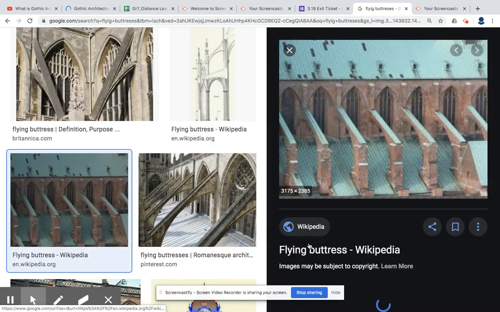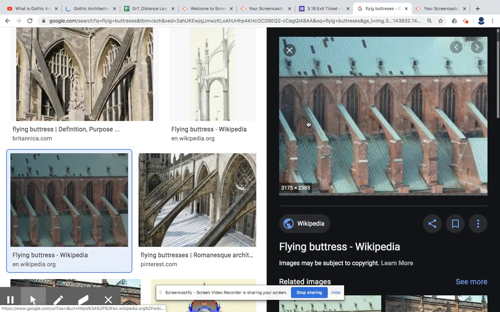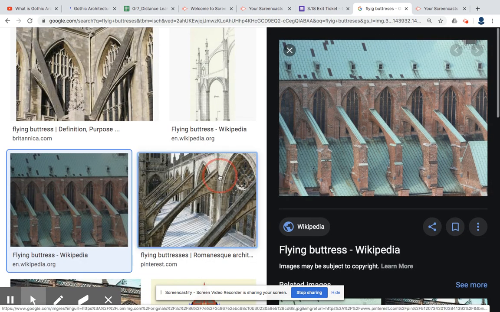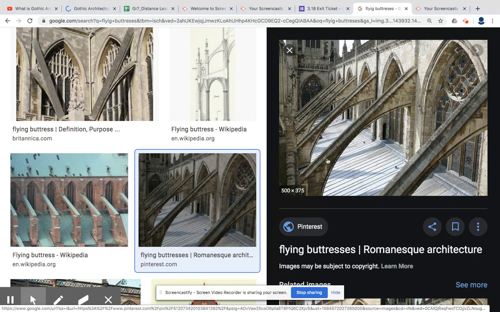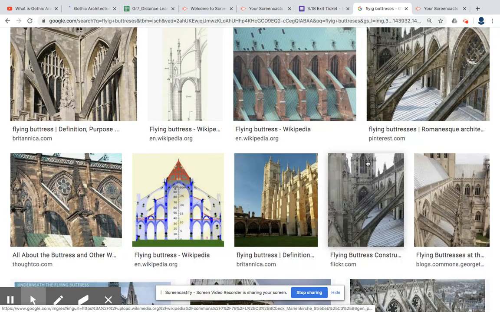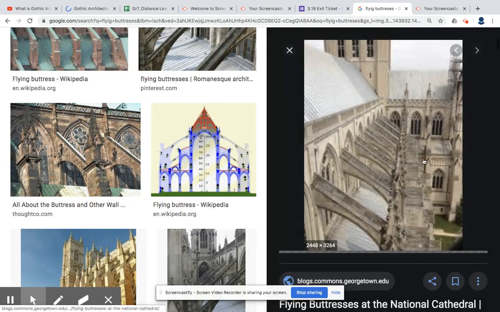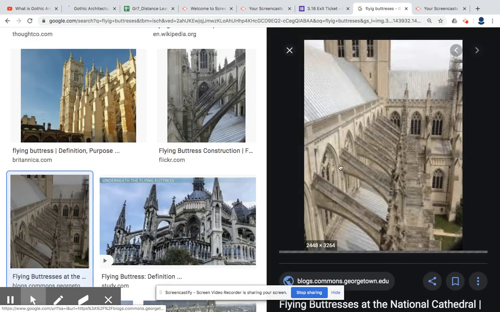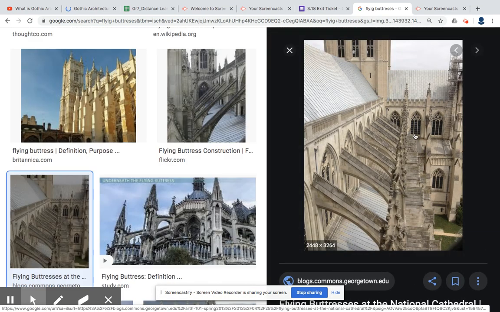Here's a flying buttress. So these are holding up the wall. You really can't see them well here because it only shows part of it. Let me see if I can find a building. Here we go. This is a better one. So this building is being held up by this space right here.